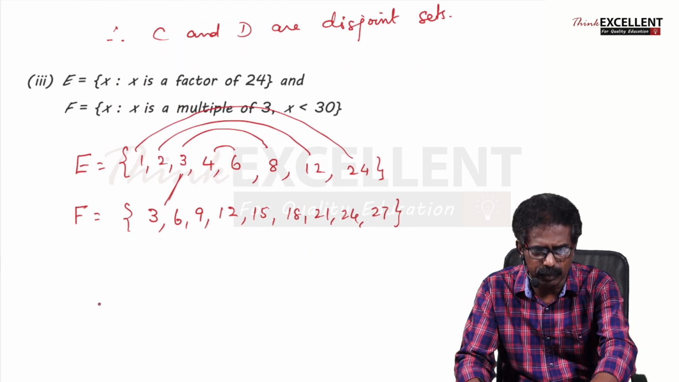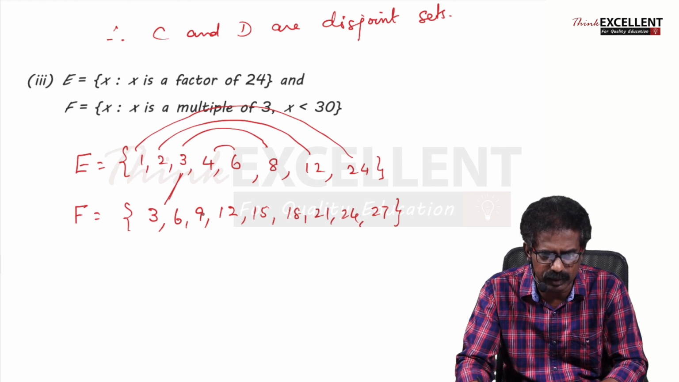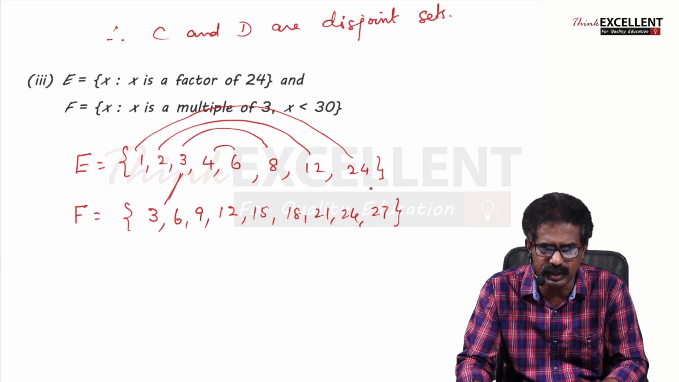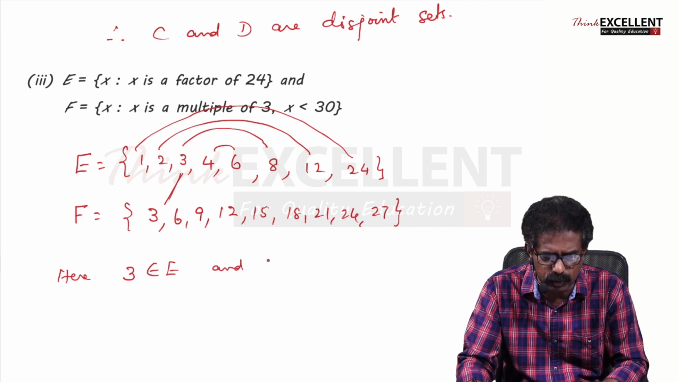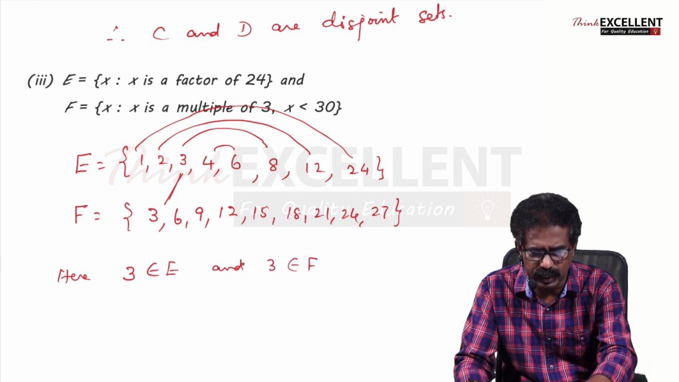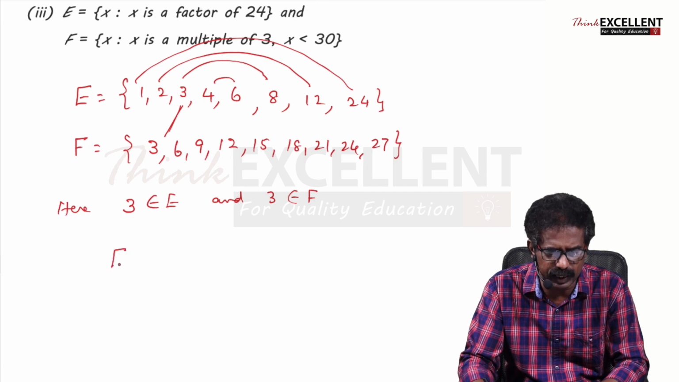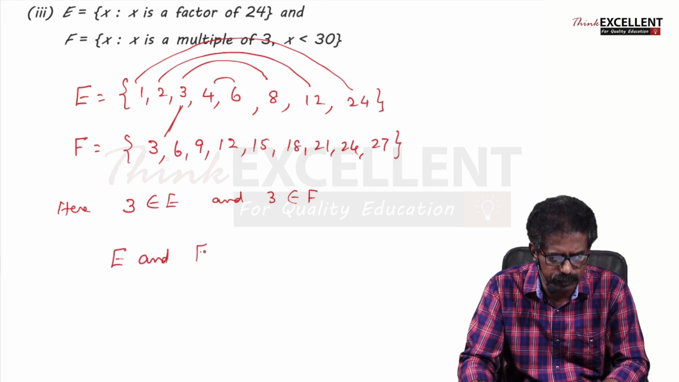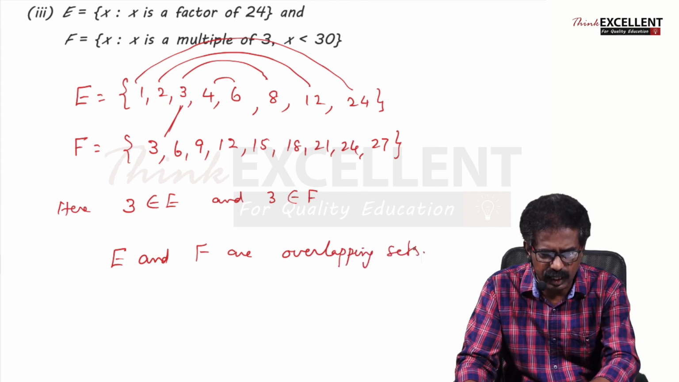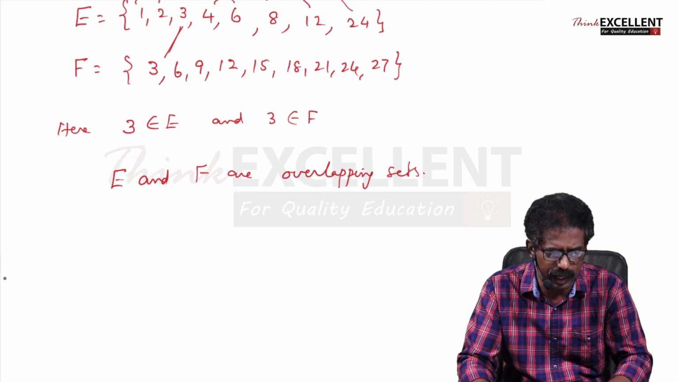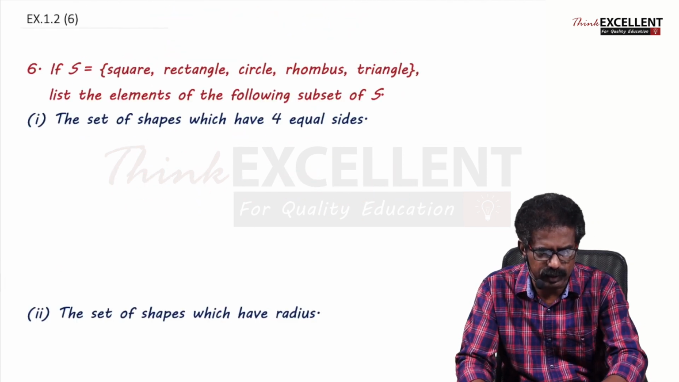There are some common elements, right? So 3 is common, then 12 is common, 24 is common. Just to show one element is enough. Here 3 belongs to E and 3 belongs to F. So there are some common elements, so E and F are overlapping sets. If nothing is common, we say disjoint. Here they are overlapping sets. Okay, now let us go for the next question.